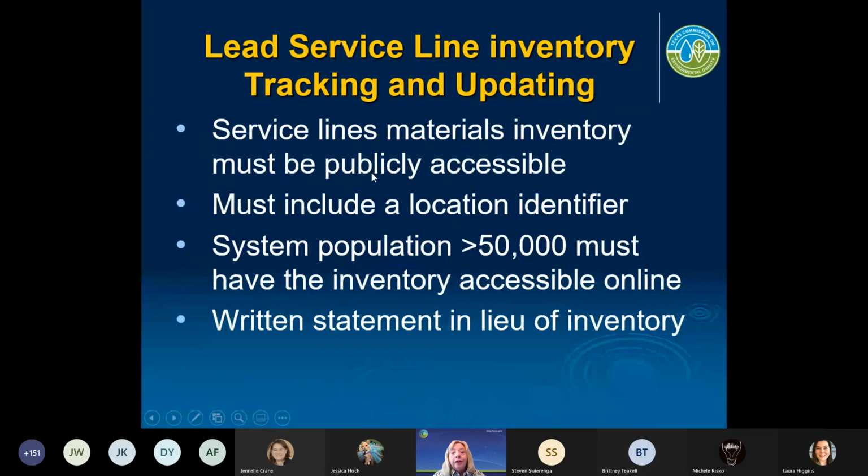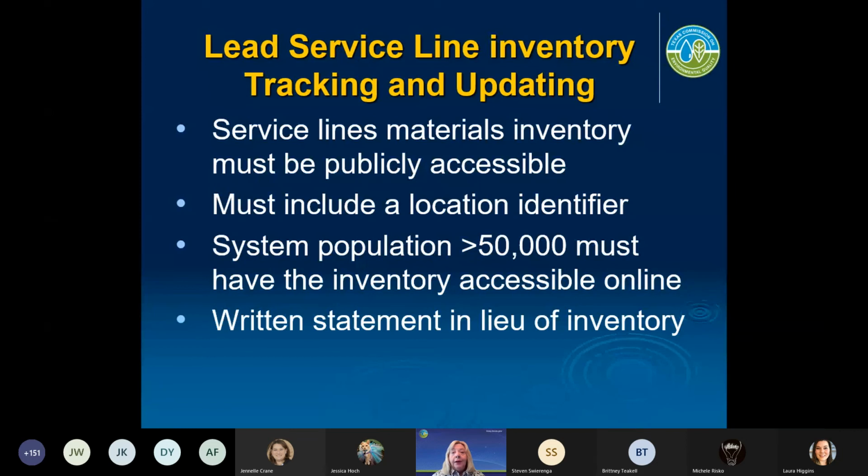And then the proposed regulation also requires that the inventory be publicly accessible, and that this inventory include a location identifier such as the address or another locational identifier. Systems that have a population of over 50,000 must have the inventory accessible online.